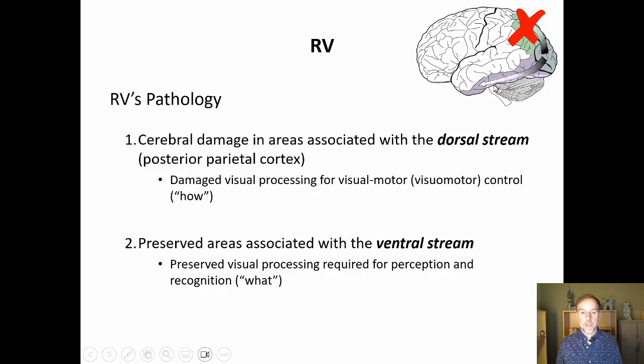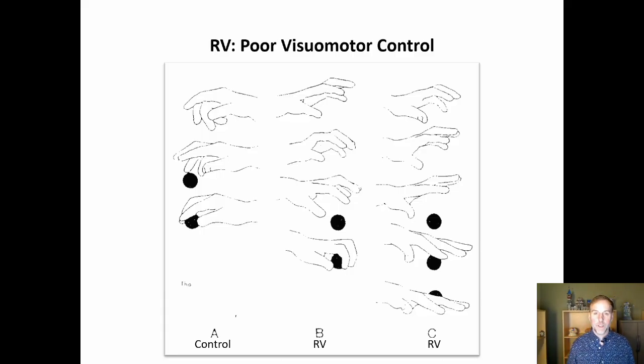Ventral stream is intact. So if we ask her what questions, what do you see? She'll have no problem. So let's look at RV on many of the same tasks we looked at with DF. So here's an example of her poor visual motor control.